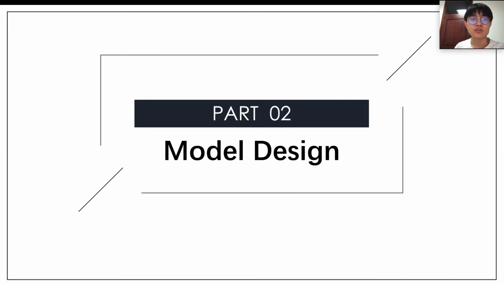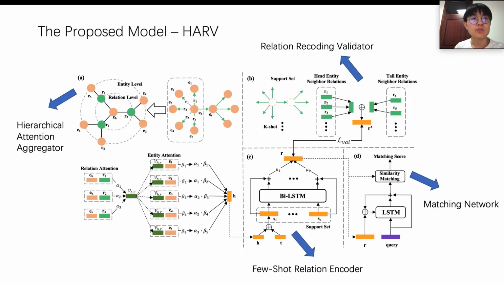Next, we come to model design. We proposed a novel FKGC model named HARV, which consists of 4 main parts. 1. A multi-layer neighbors aggregator with hierarchical attention, 2. a few-shot relation encoder, 3. a relation recoding validator. Finally, a matching network for support and query set.